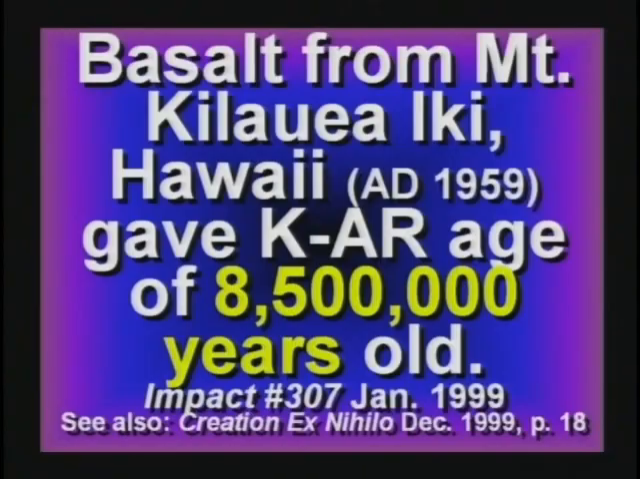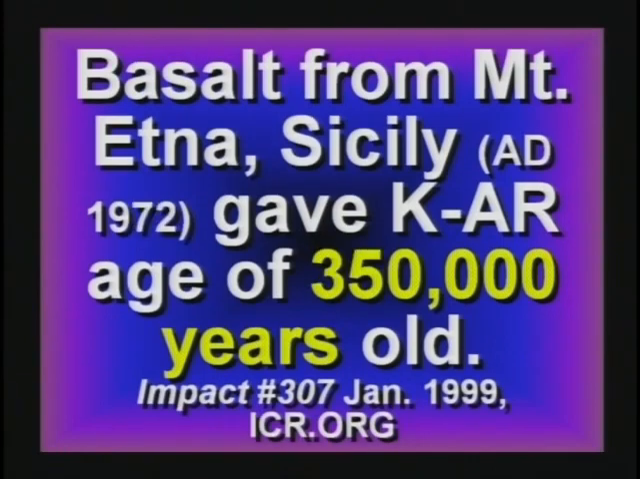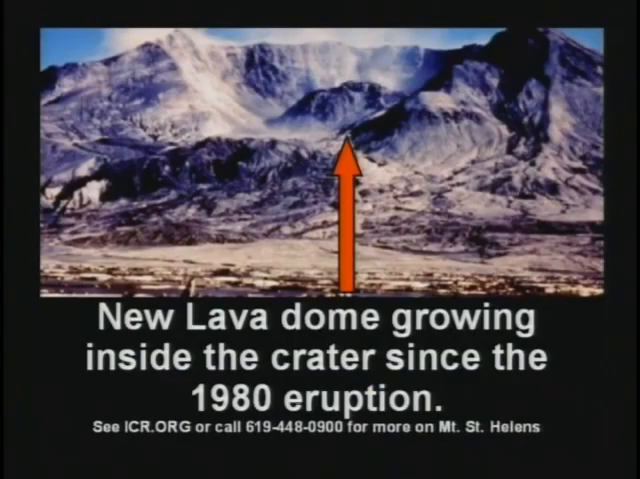Another volcano in Mount Etna from the 1964 eruption gave an age of 700,000. The 72 eruption gave an age of 350,000. It was erupting when I was over there in 2002, I believe. I don't remember. Lava from Mount St. Helens was tested, which my sister lives just 60 miles from there. They tested the lava from Mount St. Helens, brand new lava coming out of the volcano. Grab a sample. How old is it?